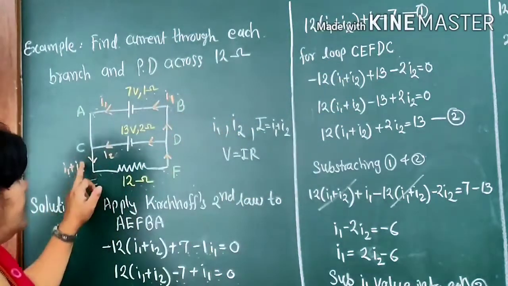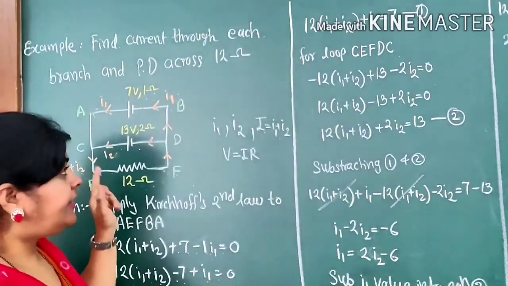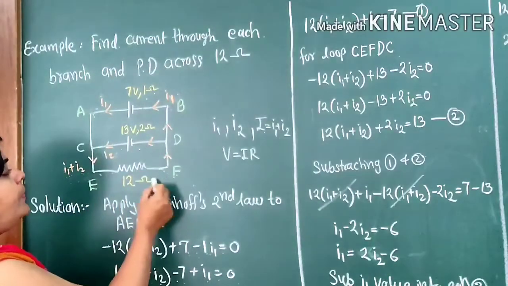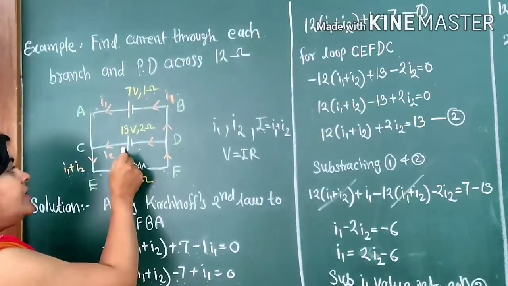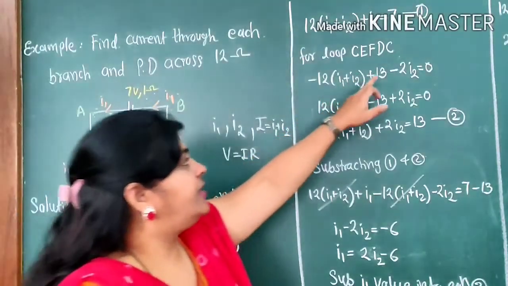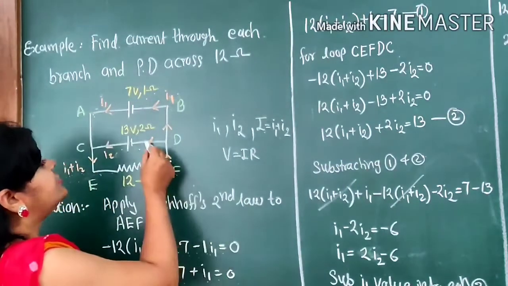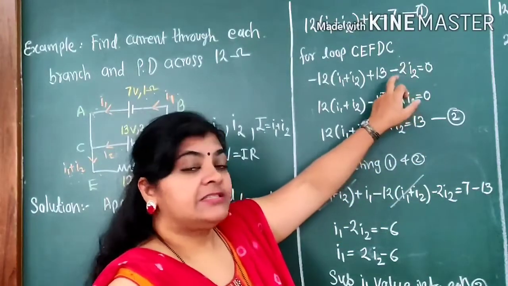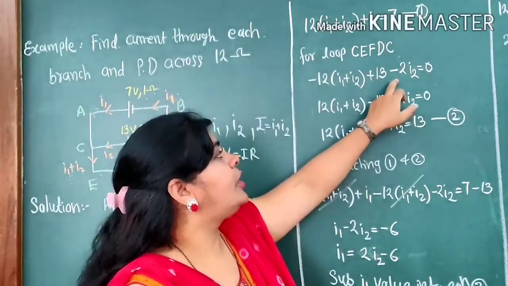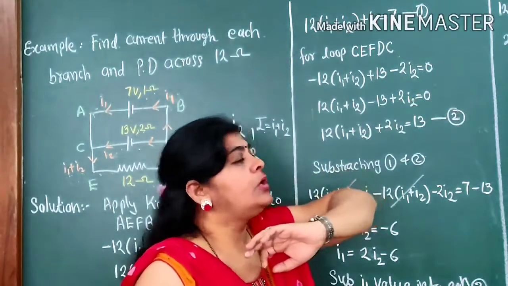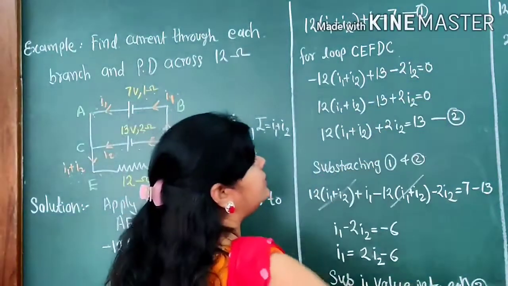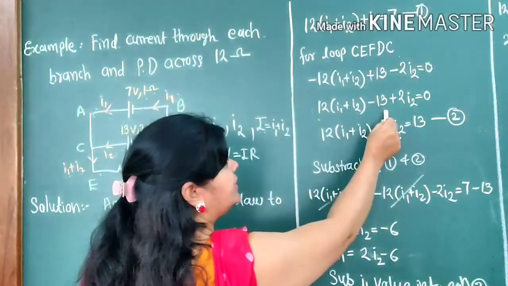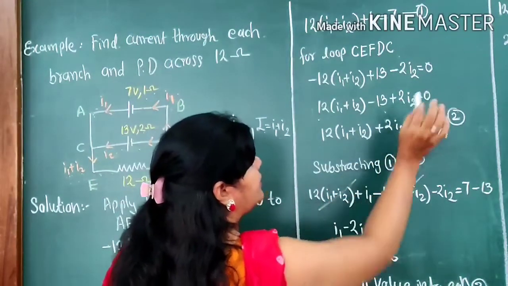In that case, with the direction of current taken as negative, we get minus 12 into (I1 plus I2). Plus sign for the EMF, 13 plus 30, and the internal resistance for this side is 2. That's why the current in this branch is I2. That product gives, in the same direction of current taken as negative, minus 2 I2 is equal to 0. Minus minus, all the terms get cancelled. We get 12 into (I1 plus I2) minus 13 plus 2 I2 is equal to 0.